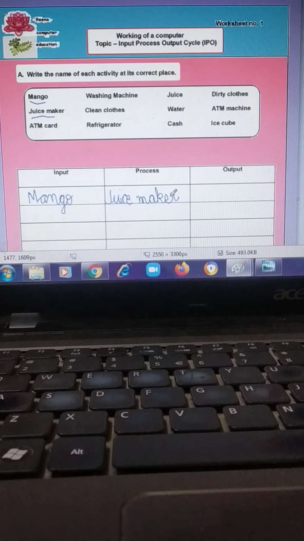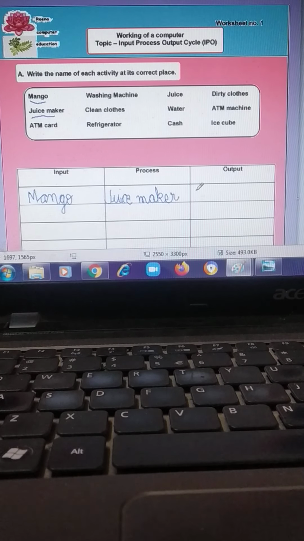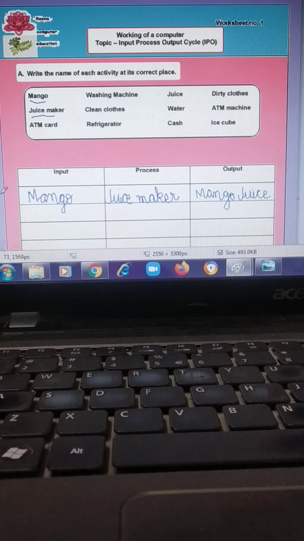And now juice maker has completed its work, and now we are ready with the mango juice. So let us write here mango juice. Our mango juice is ready and it is our output. So now moving to the next one.